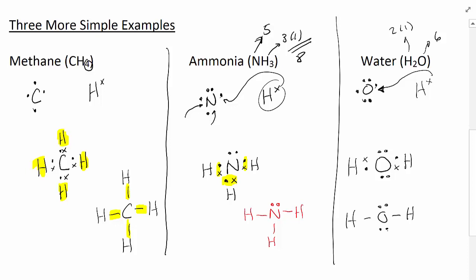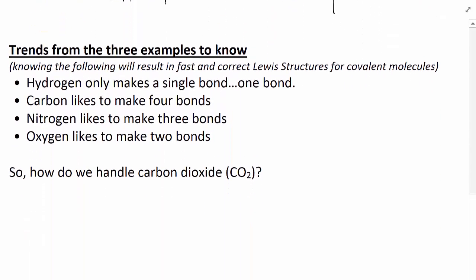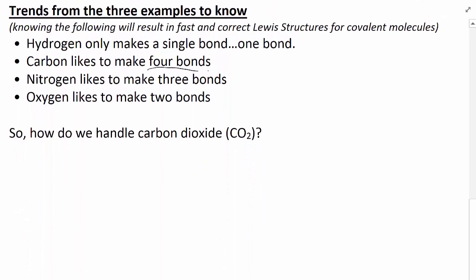All right, so what do we notice from this? Well, it turns out that if we do a whole bunch of molecules that have oxygen as a central atom, or nitrogen as a central atom, or carbon as a central atom, we notice something: that carbon tends to make 4 bonds, and that nitrogen tends to make 3 bonds and have a lone pair. And then oxygen likes to make 2 bonds and have 2 lone pairs.